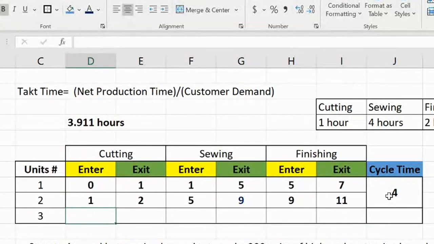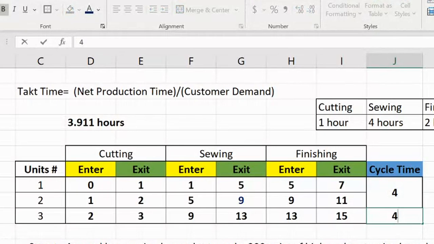Let's check. So the third unit will enter the cutting process at the second hour. It will come out from the cutting process at the third hour. It will enter the sewing process at the ninth hour, and it will come out of the sewing process at the 13th hour. It will enter the finishing process at the 13th hour, and it will come out of the finishing process at the 15th hour. Now, if that is the case, you can see the time between the second unit and the third unit is also 4. And this is what we call the cycle time. So each unit will take 4 hours on average to be completed.